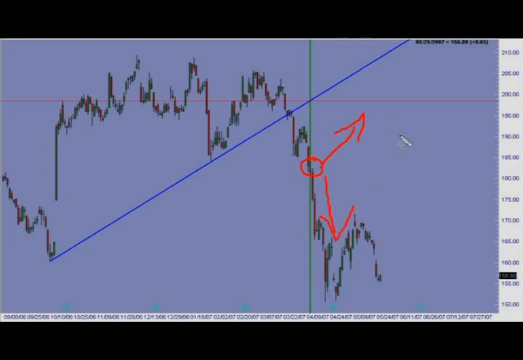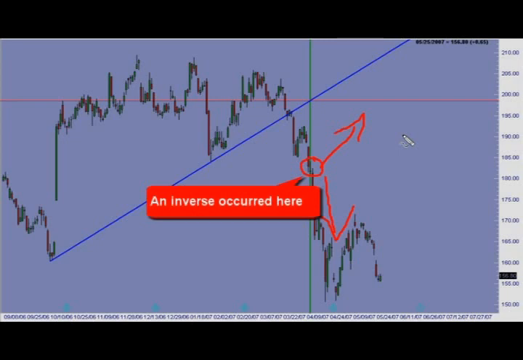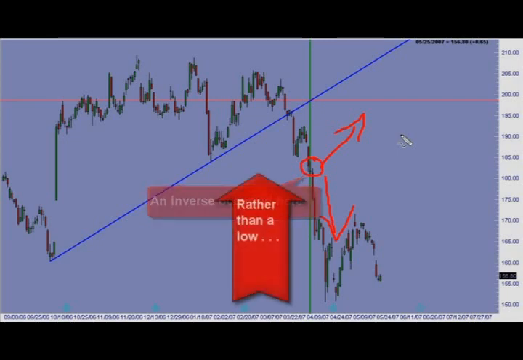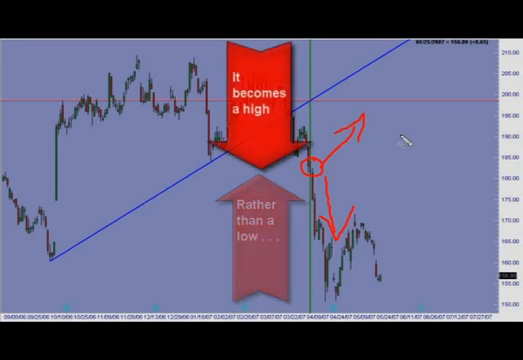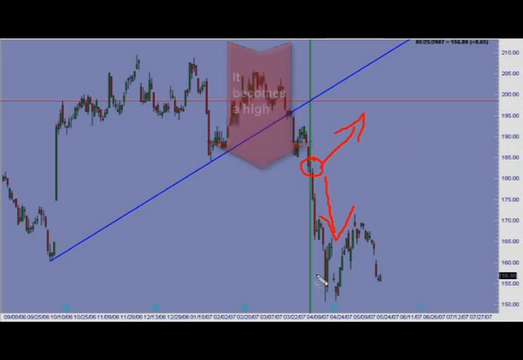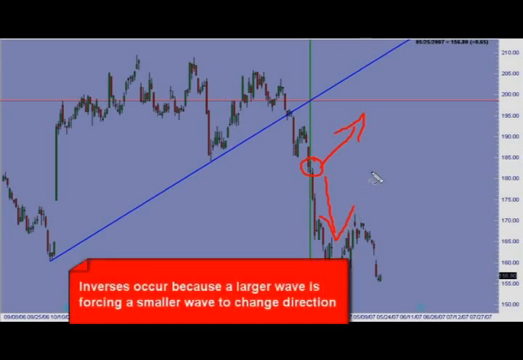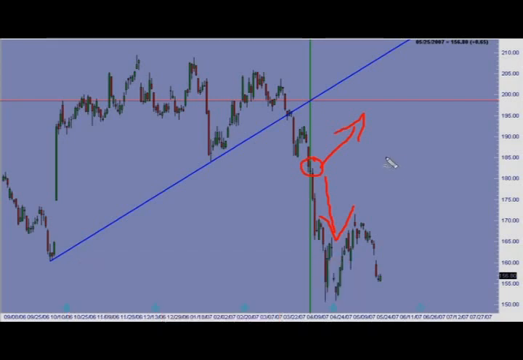What happened? Well, this is an inverse. This is where a wave pattern, rather than reaching a low, flipped over and became a high, continuing the downward pattern. Inverses occur usually because a larger wave is forcing it to change direction. In order to compromise and to compensate for the larger wave pattern or movement, it must flip direction and adjust accordingly. To understand a little bit how this works, let's look at another example and see how an individual wave behaves when it runs up against a brick wall.